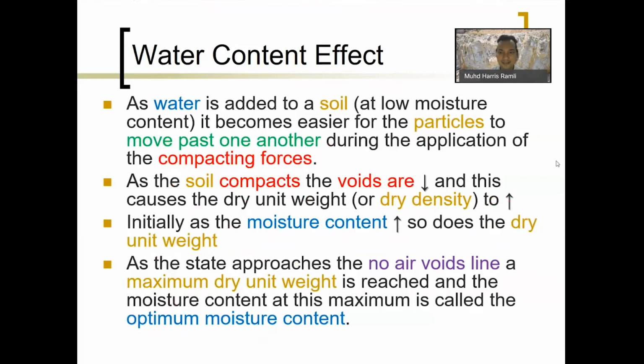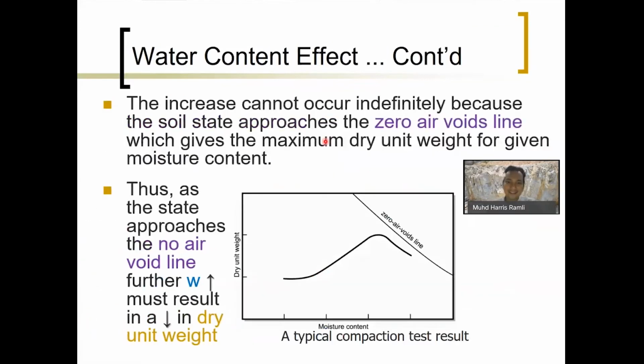As the state later approaches the zero air void line, the moisture content at this maximum is called the optimum moisture content. As you can see, when you increase the moisture content, you are able to increase the dry density as well. But the increase cannot occur indefinitely, because the soil state approaches the zero air void line, which gives the maximum dry unit weight for a given moisture content. Thus, as the state approaches the zero air void line, further increase of water content must result in a reduction in dry unit weight.